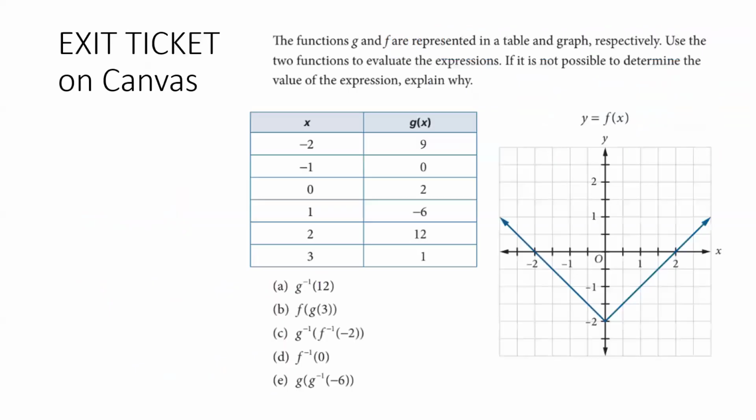All right, so now that we've done this, on your Canvas, you're going to do the following exit ticket. So using the table and the graph, you're going to answer the following problems. What is G inverse of 12? What is F of G of 3? And you're going to answer. And then when you input your answers, you'll be able to see your answers, your peers' answers, and the correct ones.